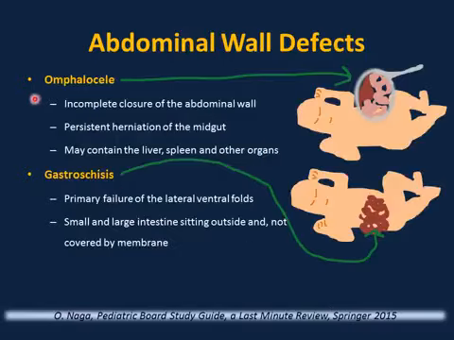Abdominal wall defects. We have two conditions here to differentiate: omphalocele and gastroschisis. Omphalocele is incomplete closure of the abdominal wall. Herniation of the midgut may contain liver, spleen, and other organs covered with a membrane. Gastroschisis is small and large intestine sitting outside and is not covered with a membrane.